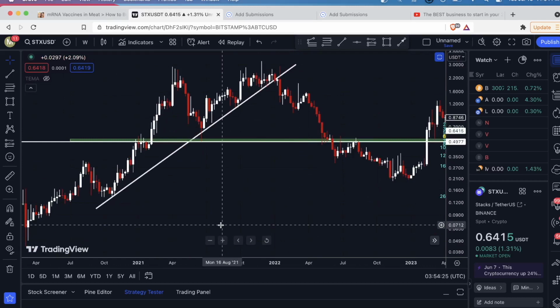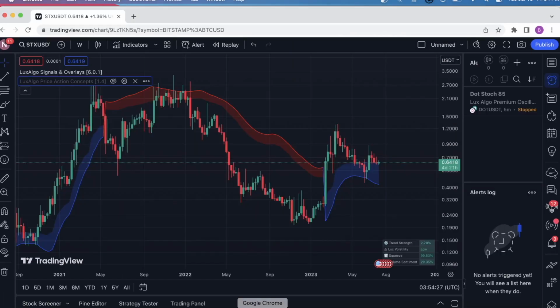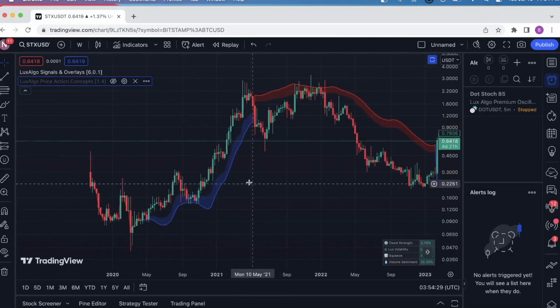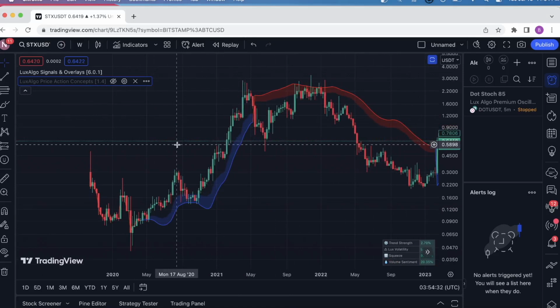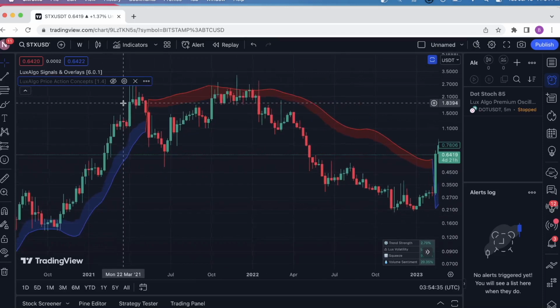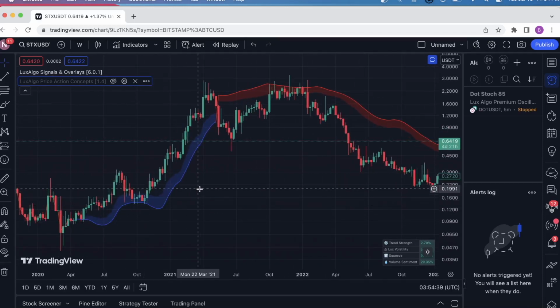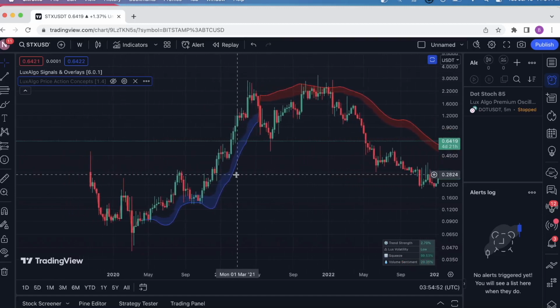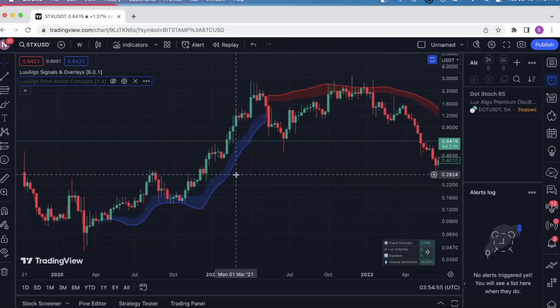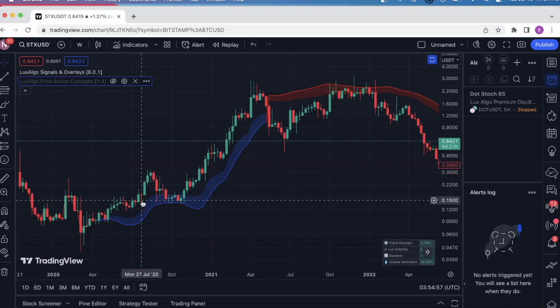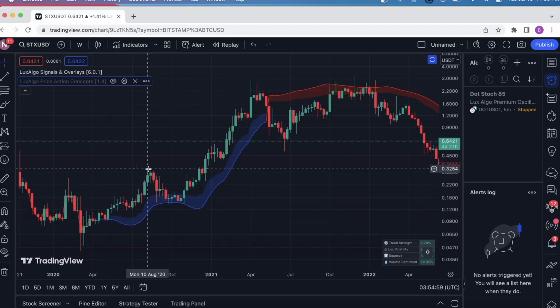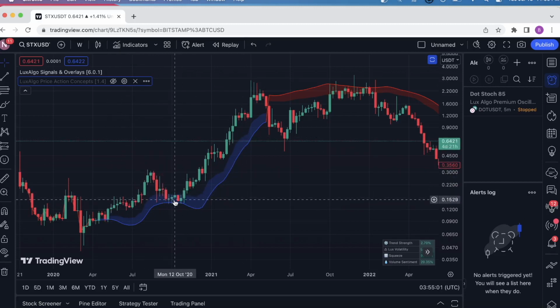Okay, so let's move to a different chart. And here I have an indicator loaded up. This is a premium indicator. It's called Lux Algo Signals and Overlays. And this particular one that I have loaded up is called a smart trail. These act as a dynamic level of support and resistance. So for example, if you're above the blue smart trail here, and the price comes back to it, oftentimes it'll act as a level of support.